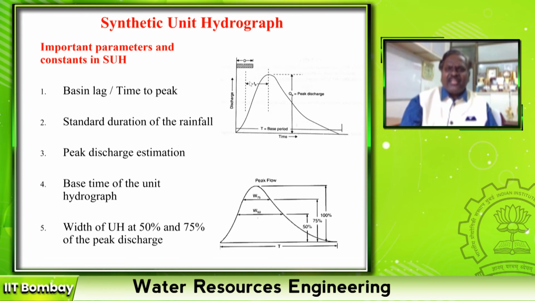What are those 5 parameters? First one is the basin lag. That means from center of gravity of hydrograph to the peak discharge. Second one is standard duration of the rainfall, D. Third one is the peak discharge, QP. Fourth one is time of base. The fifth is the width of the unit hydrograph at 50% of the peak discharge and 75% of peak discharge. Then we can easily draw this unit hydrograph. And he called this as synthetic unit hydrograph.